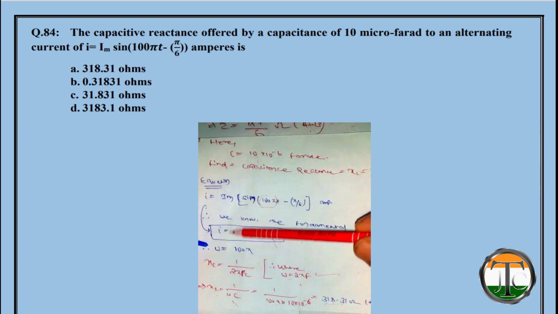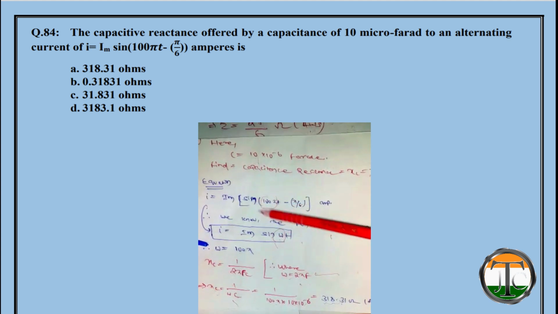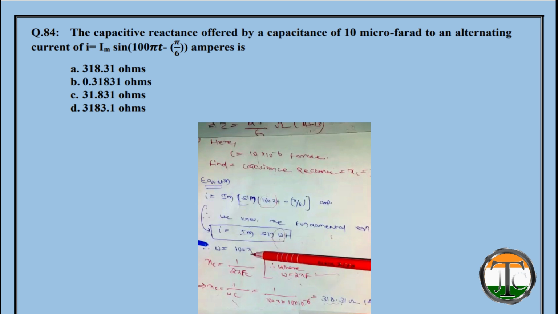Because we know the fundamental equation of i is i = Im sin ωt. Comparing this equation, we find that ω = 100π. Then after that we have to find the X value.